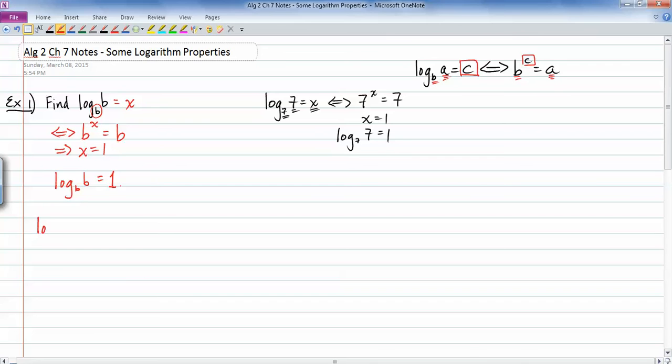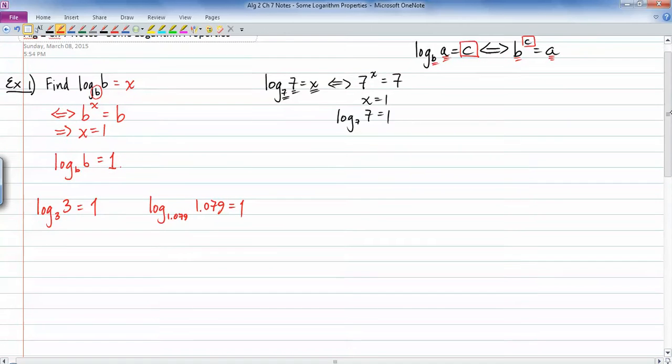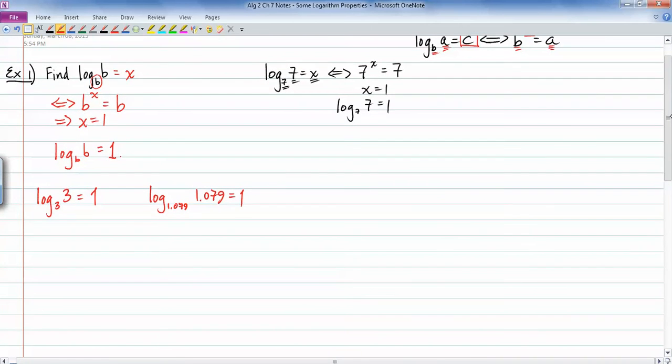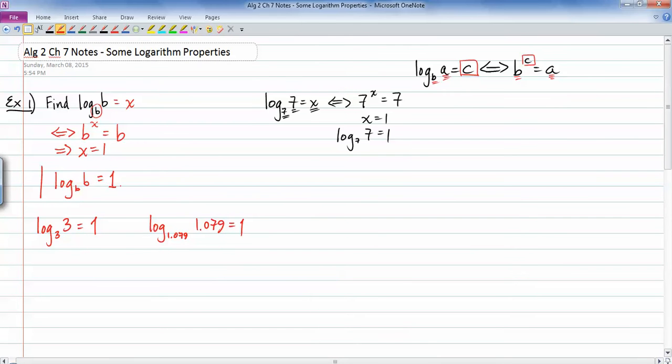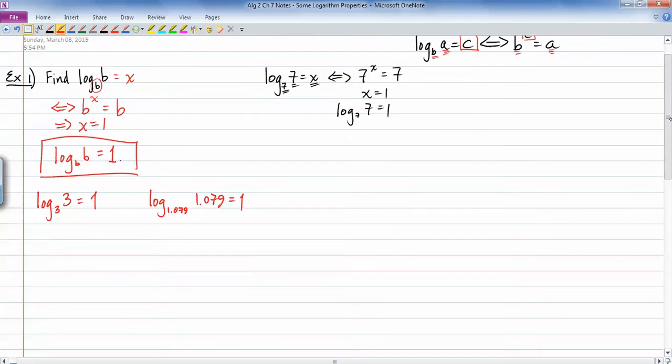So if you come across some problem now that says log base 3 of 3, you don't have to work that out. That's just 1. Log base 1.079 of 1.079, that's just 1. Okay? All right. That'll come in handy as we do more and more of these problems. Okay, so that's example 1. This is a big property of logs that people use because it comes in handy a fair amount.